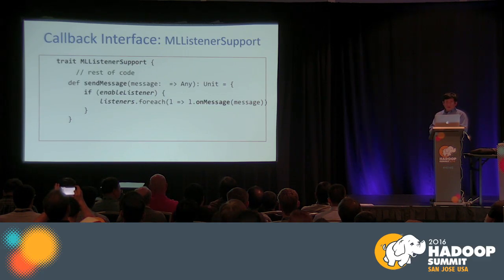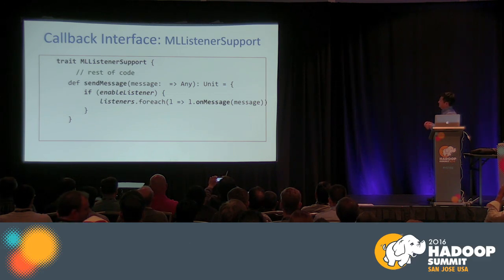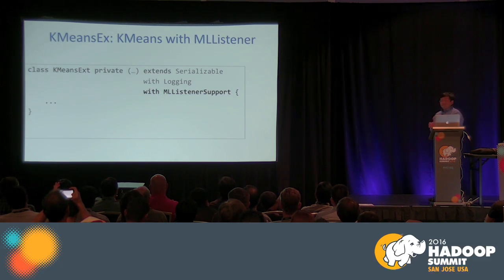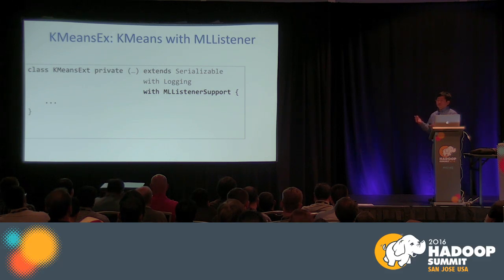The other interface is MLListenerSupport. MLListenerSupport essentially has a method to send messages. You pass in a message, and if this listener is enabled, we simply go through each listener and call onMessage. It's very simple. For k-means, because we have to decide where to send the message during the iterations, we have to modify the k-means. Hopefully, Spark in the future will have some hooks built in, so we don't need to do this. But here, we have to extend k-means, and we call it KMeansExtension.